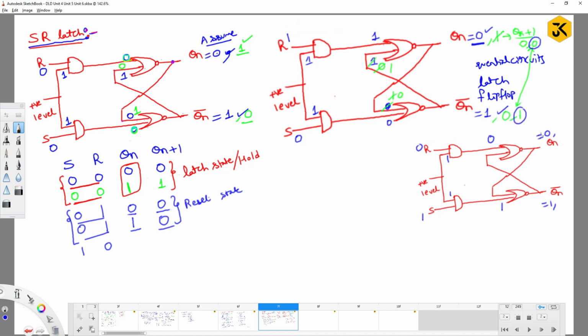So now try to observe, if I am assuming that Qn is 0, that same input will be coming here, 0 NOR with 1, 1 complement is 0. If 1 complement is 0, so what are you getting here?